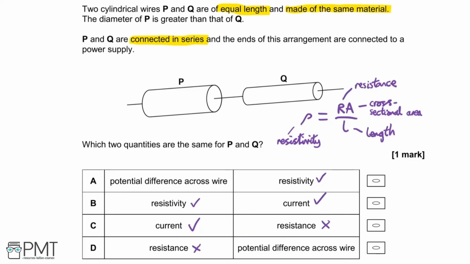So moving back to potential difference, if the current flowing through them is going to be the same, but the resistance is going to be different, that means that the voltage has also got to change. We just write down the equation that links those together. So V equals IR, potential difference is equal to current multiplied by resistance. So if we're changing the resistance while keeping the current the same, then we're going to change the potential difference as well. So actually, potential difference is going to change. So from this table, what we can see is that the only option where both values are staying the same is going to be option B, because resistivity and current are constant.